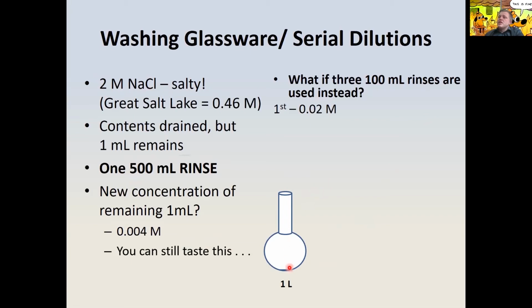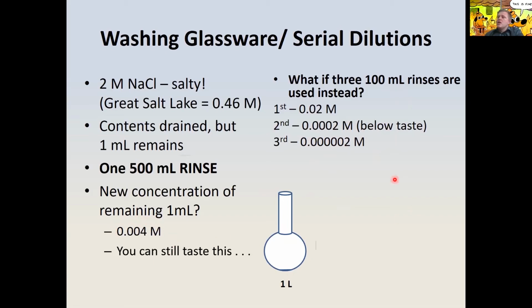Then we rinse with 100 mils of pure water. Well, after that first rinse, we've now dropped the concentration down by a factor of 100. So now it's 0.02 molar. We rinse it again with 100 mils of water. We've dropped that down now to 0.002 molar. And this is now below most people's taste limits. And if we rinse it a 3rd time, drop that concentration of this 1 milliliter droplet down here by another factor of 100, now we're at 0.000002 molar.